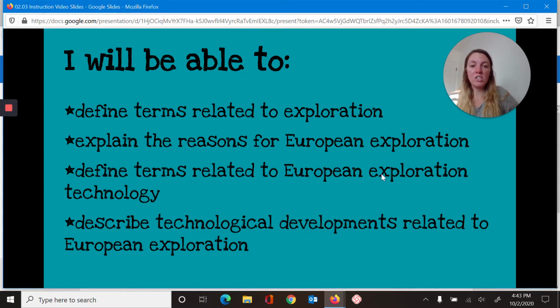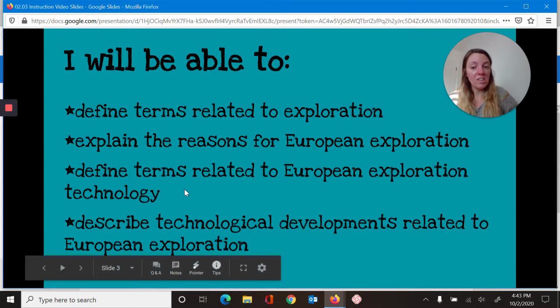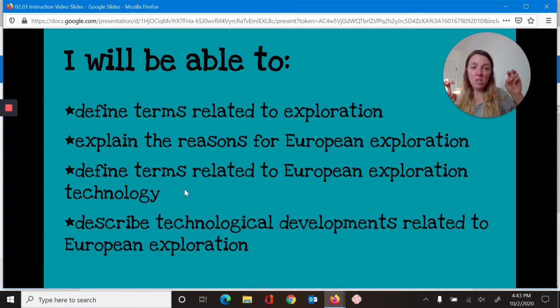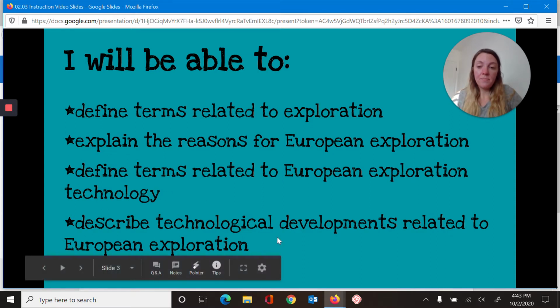Define terms related to European exploration technology. What kind of technology did they use to get to America? Nowadays, we think of technology as computers, tablets, and phones, but their kind of technology was different resources and tools that they used, more like ships and astrolabes and compasses. That was the kind of technology they used to help guide them to get to America. So we're going to learn about some of those tools in the lesson.